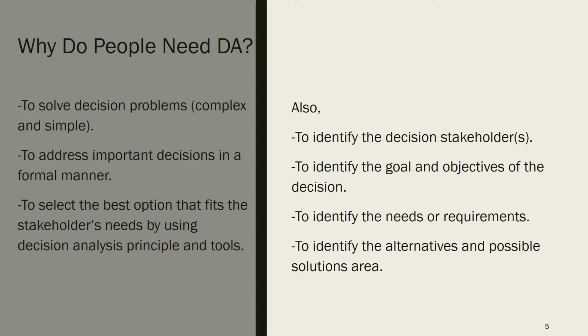In addition to that, decision analysis helps to identify the decision stakeholders. So based on that, we will think first about who is involved in this kind of analysis, who is related to this decision, who will be affected by or affecting this decision as stakeholders. It also helps to identify the goal and the objectives of the decision, what we are working for, what we are trying to solve as a problem.